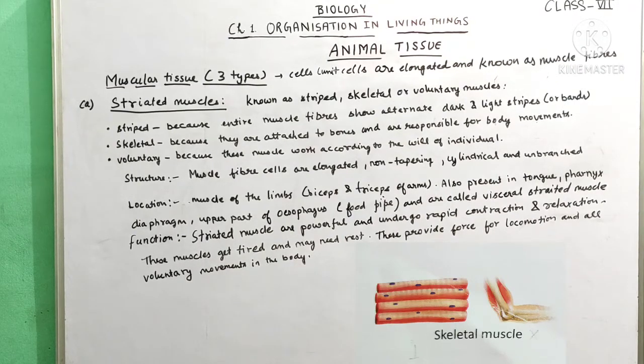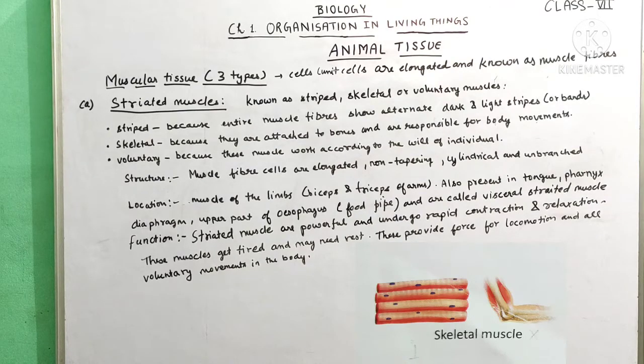Number one is striated muscle. Striated muscles are also known as striped muscle, skeletal muscle and voluntary muscle. For having three names, there is a reason for every name. It is known as striped muscle because the entire muscle fiber shows alternate dark and light stripes or bands. Just have a look at the diagram of skeletal muscle.